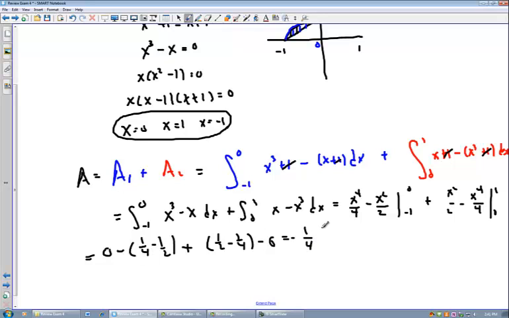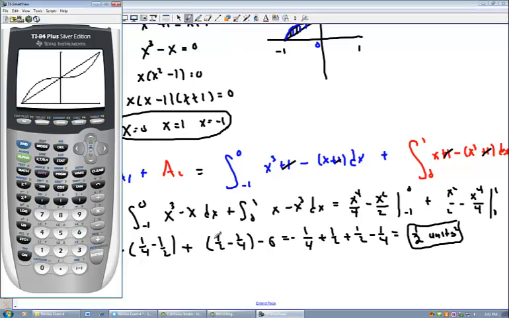A negative negative gives plus 1/2, and plus another 1/2, and minus 1/4. And so what's that equal to? 1/2 plus 1/2 is 1, minus 1/4, minus 1/4 is another 1/2. So that's equal to 1/2 units squared.